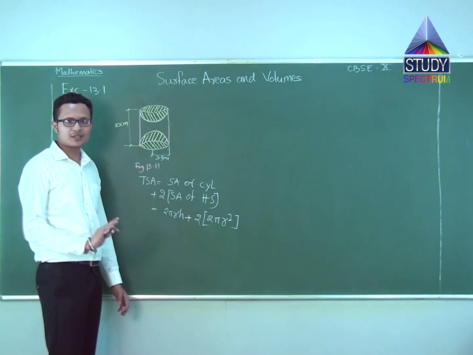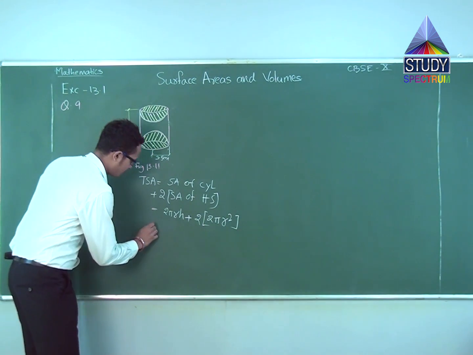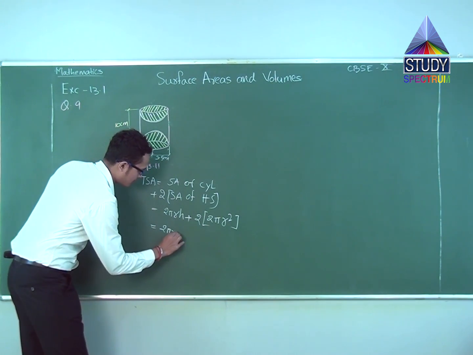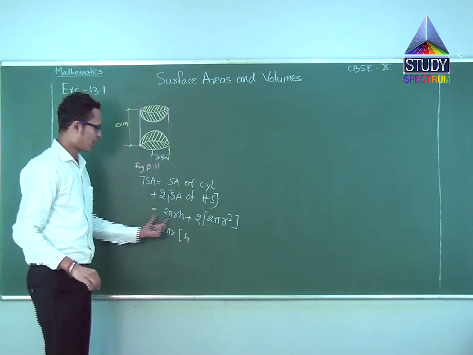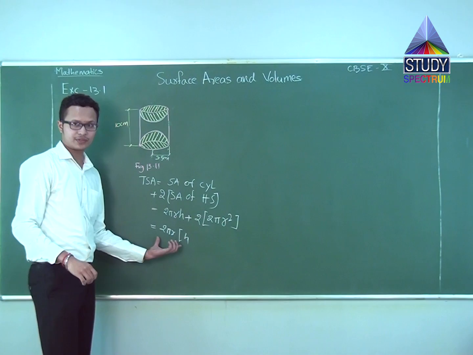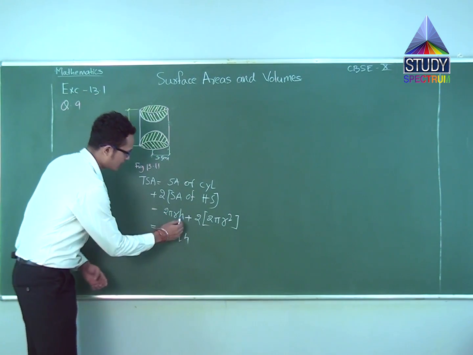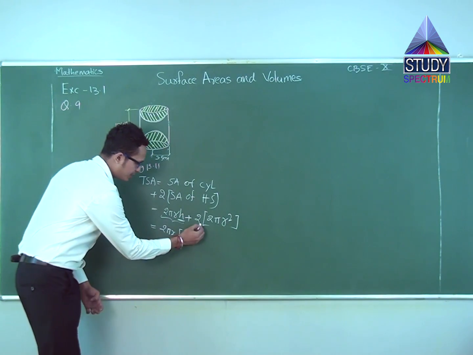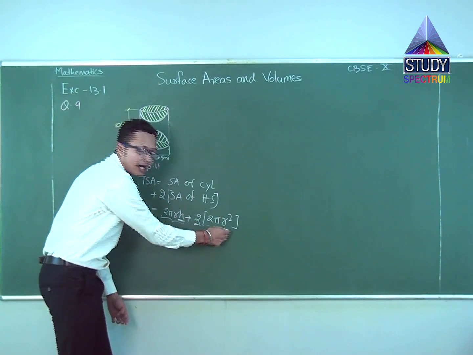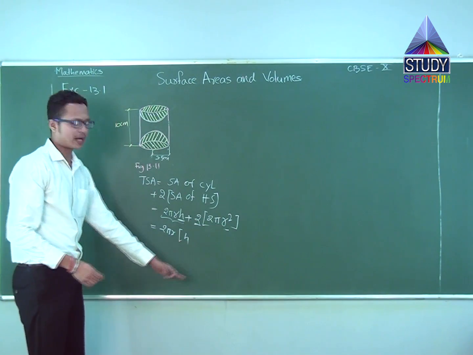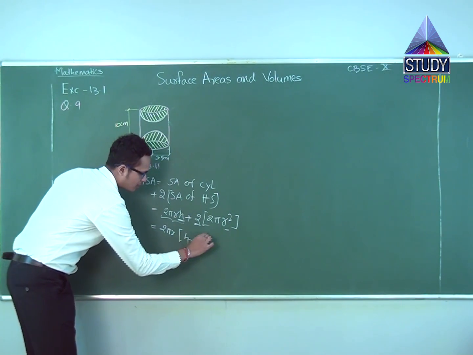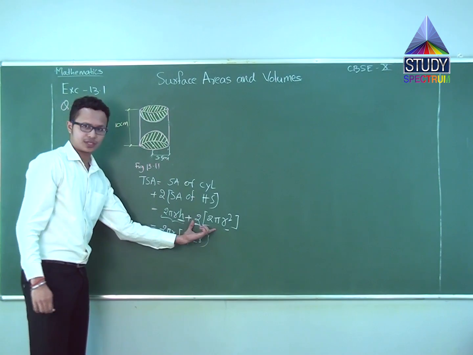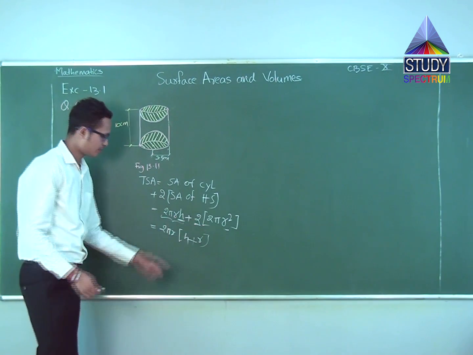It's always better to take the common terms out. So this is equal to 2 into pi into r. If I take out r, this term common, what remains within the bracket is h in this term, and in the other term the 2 remains, and 1 r from r square remains within the bracket. So that when I multiply this term, I will get back the same equation.